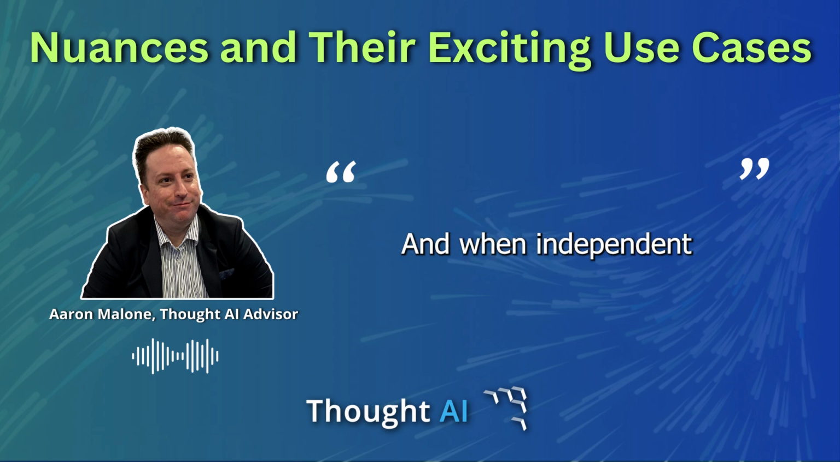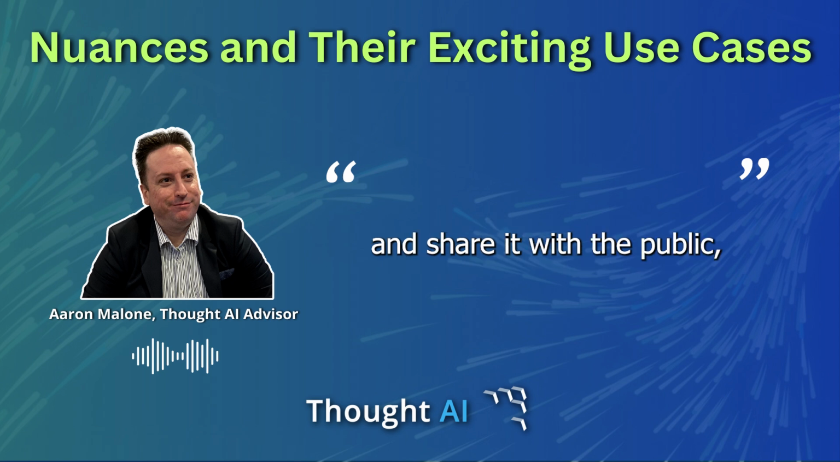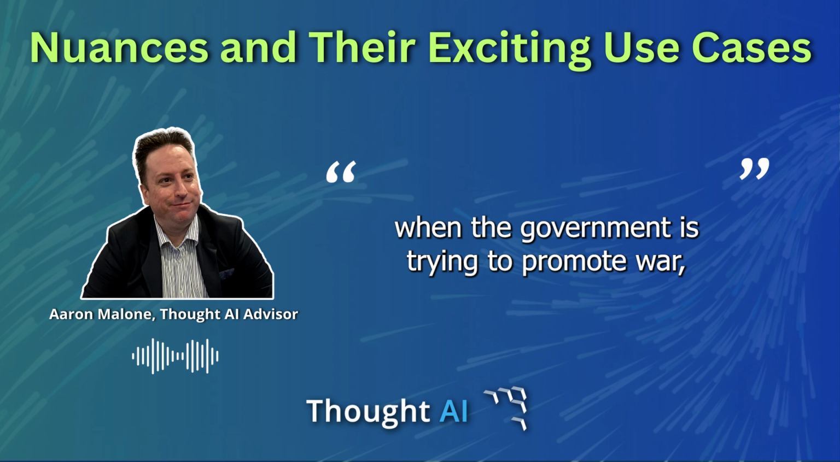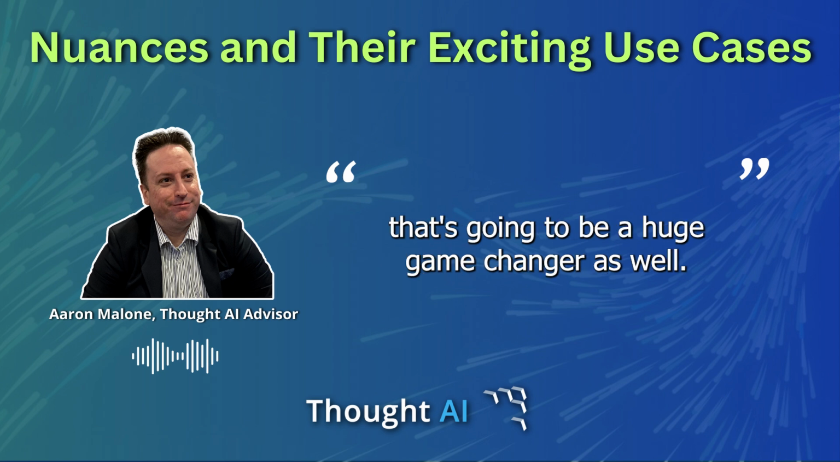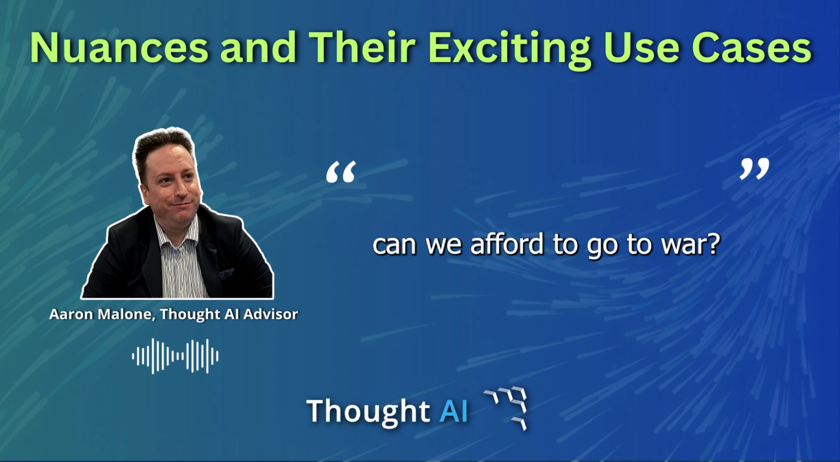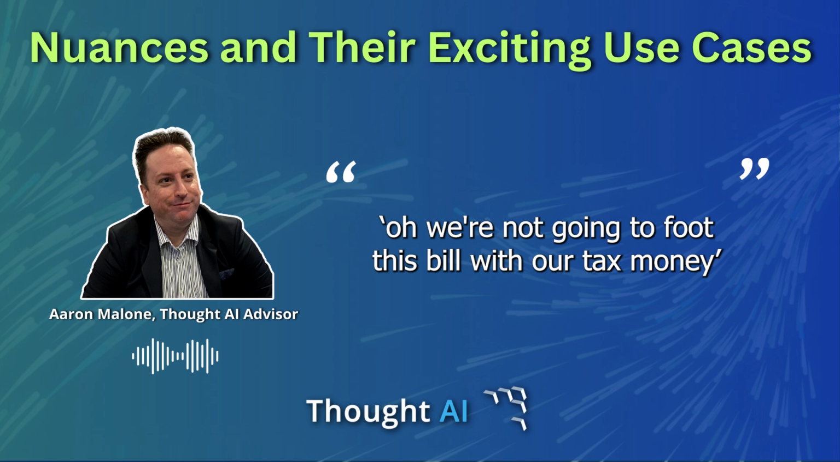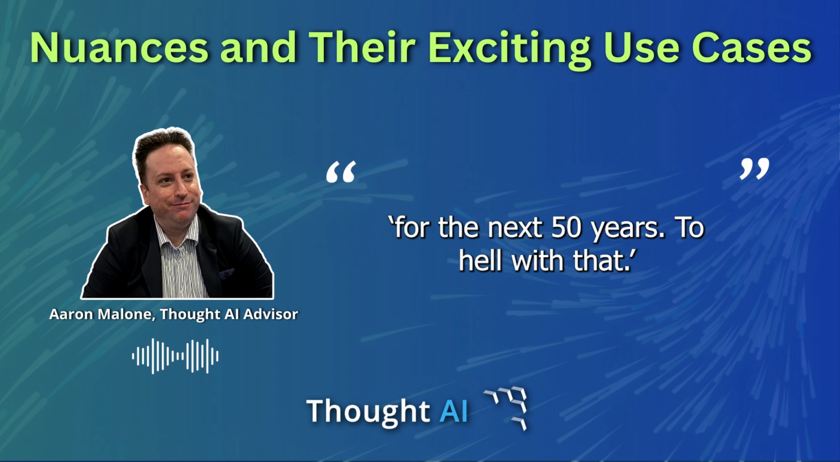And when independent agencies are able to calculate that cost as well and share it with the public when the government's trying to promote war, that's going to be a huge game changer as well. So it's not just the military trying to say, well, can we afford to go to war? But it's the entire public saying, oh, we're not going to foot this bill with our tax money for the next 50 years. To hell with that.